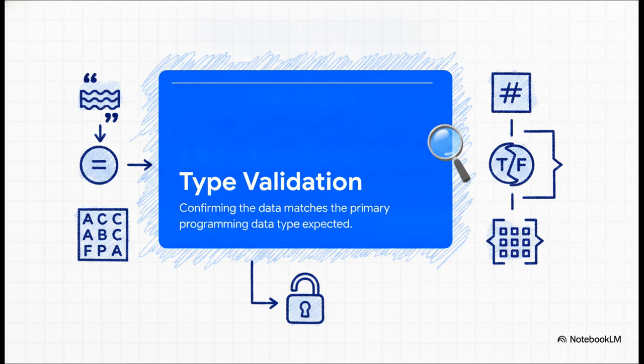The third flavor is type validation. Backend databases and programming languages are incredibly strict about data types. This simply confirms that a string is actually a string, a number is truly a number, a Boolean is a Boolean, and an array isn't just a random stray word.